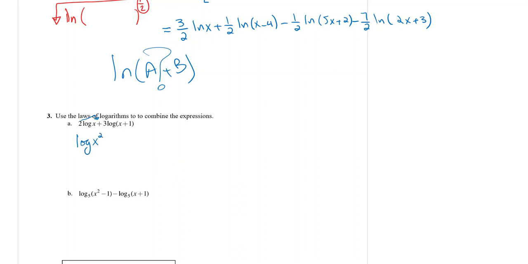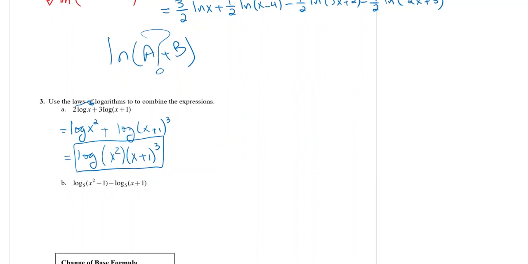So I get log of x squared plus log of x plus 1 cubed. And now we can combine these together with that product law, and this gives us log of x squared times x plus 1 cubed. And for this one, you can just leave it like that. You don't have to expand it.